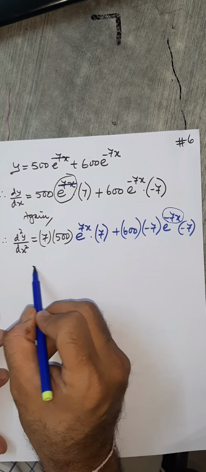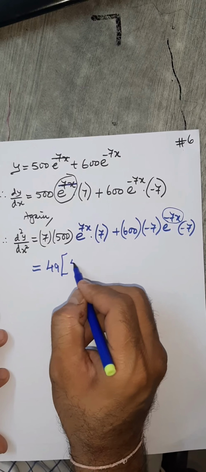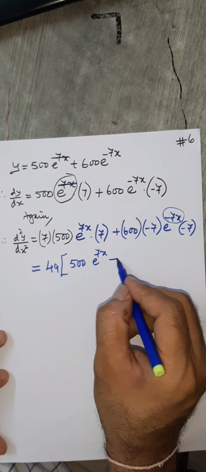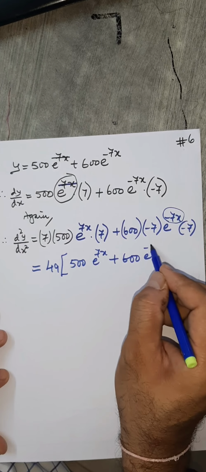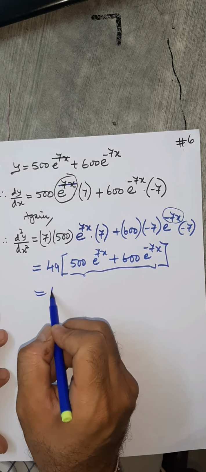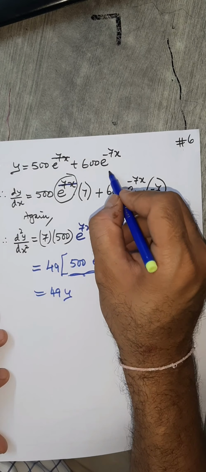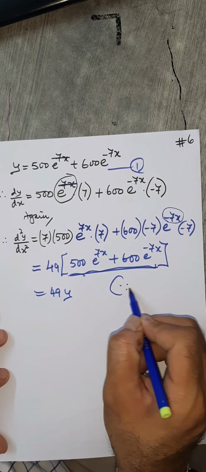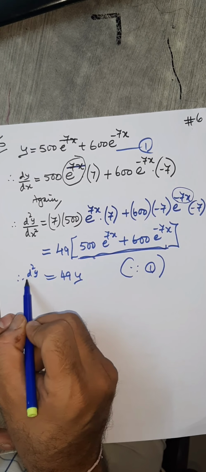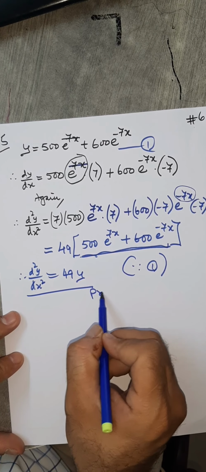So now clearly you can see that 7, 7, 7, 7, 49 you will find common. This is 500 into e raised to 7x. This minus minus is plus 600 into e raised to minus 7x. And what is this? You know that this is just y. So you can call this as 1 here, and here you can write 49 by 1. And therefore, finally, we are getting d square y by dx square equals to this, and therefore proved.